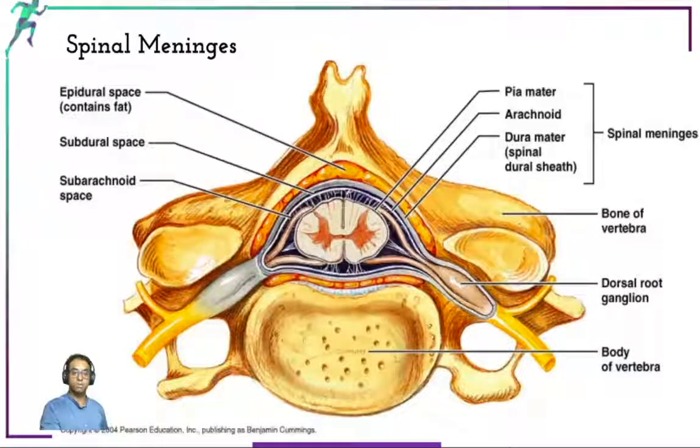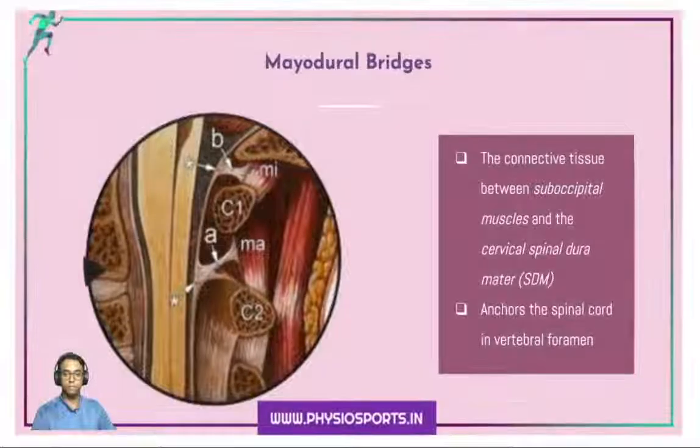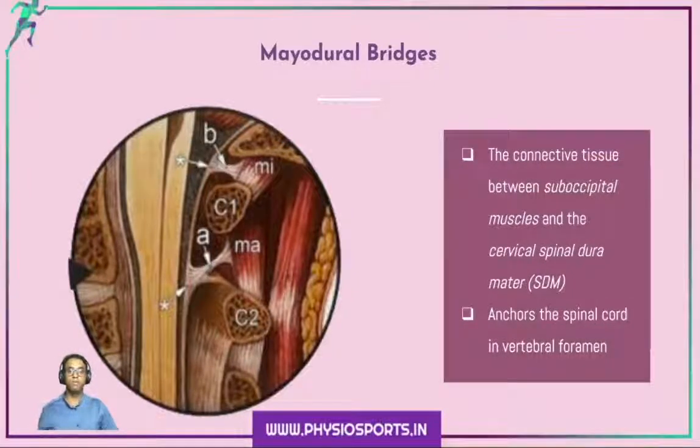It is also attached to the second and third cervical vertebra, and by fibrous slips, it is also attached to the posterior longitudinal ligament. Please go through our previous presentation on cervical spine anatomy to explore more about those structures. The myodural bridges are connective tissue between the suboccipital muscles and the cervical spine dura mater. The myodural bridges help in anchoring the spinal cord within the vertebral foramen. This arrangement and their detailed function is discussed in a separate presentation.